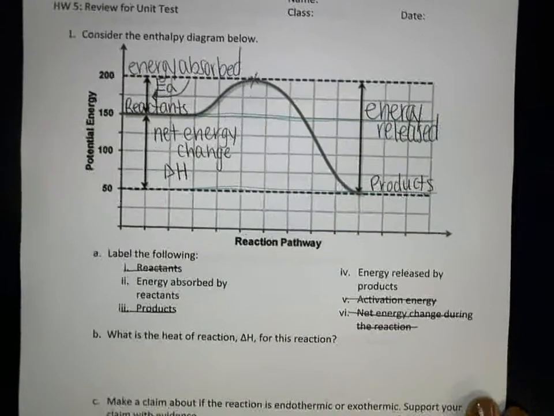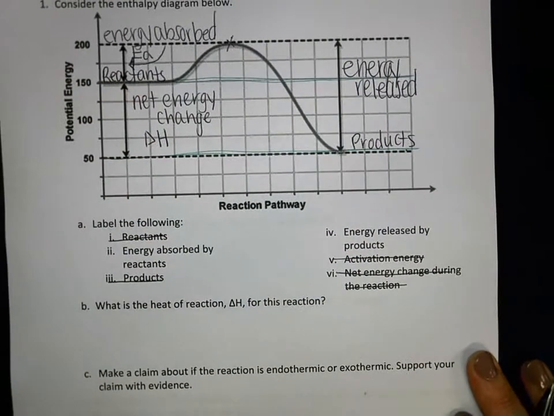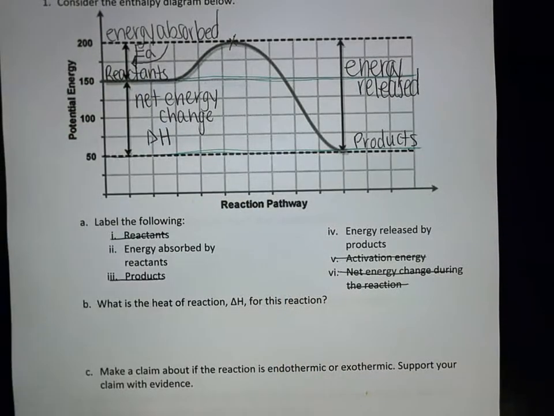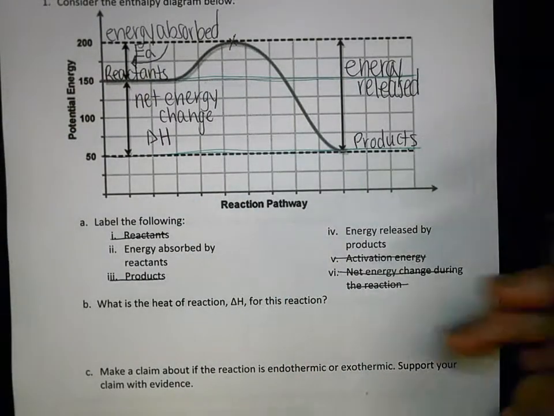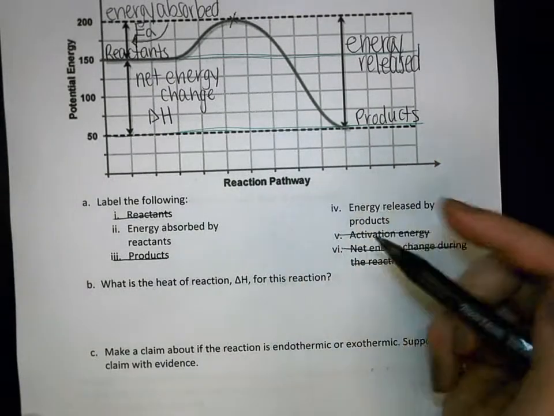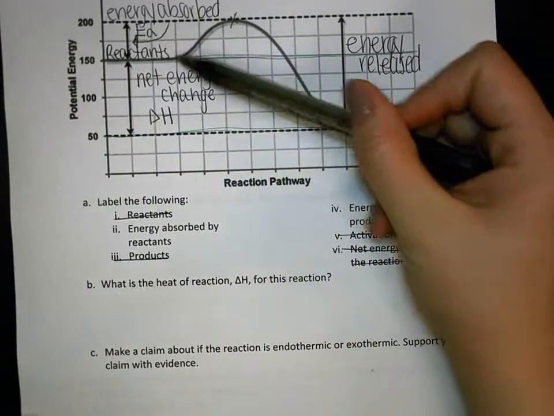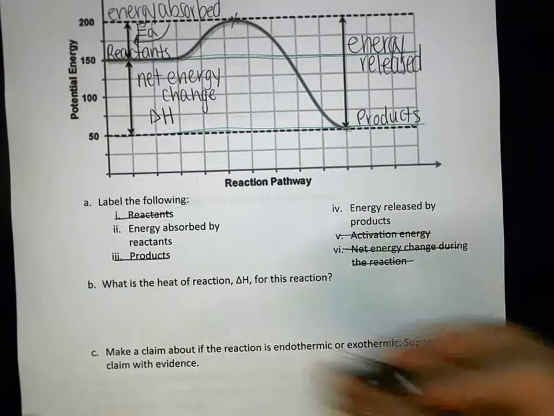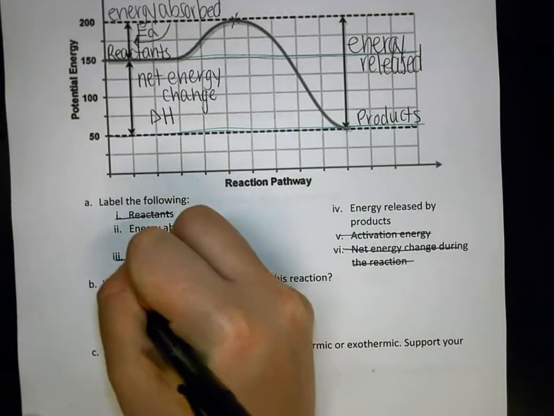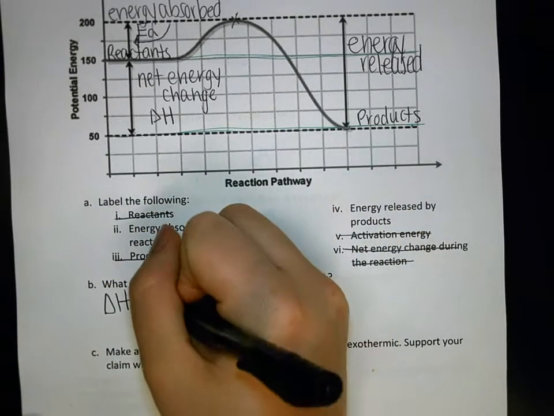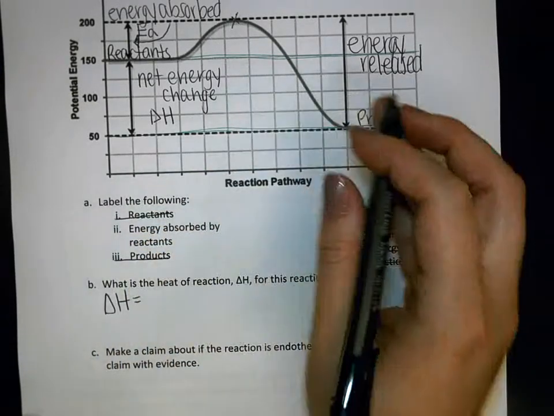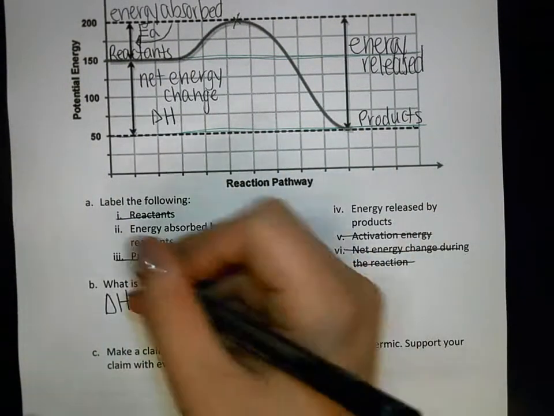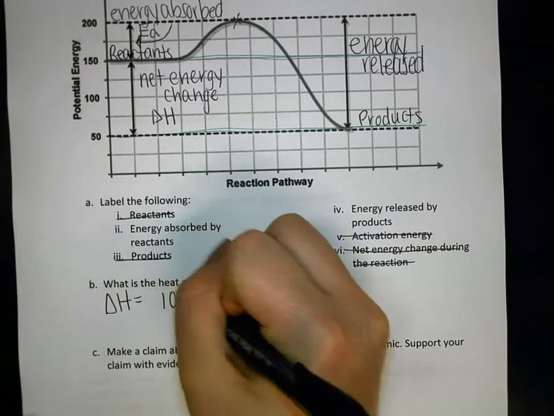Next question asks us to find delta H for this reaction. So since you have an enthalpy diagram and the axis is labeled, we can actually get the real number for delta H. So we labeled delta H as the difference between reactants and products. Reactants are at 150 and products are at 50. So to find delta H, we're just going to do the products and reactants, the difference between the two of them. So if we do that, we see that the difference is going to be 100 kilojoules.